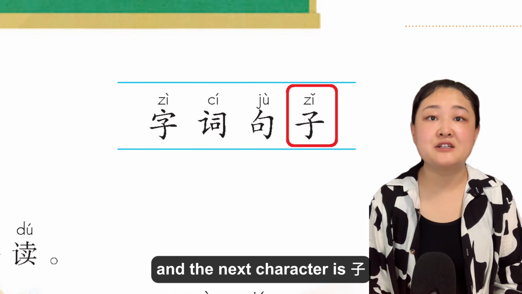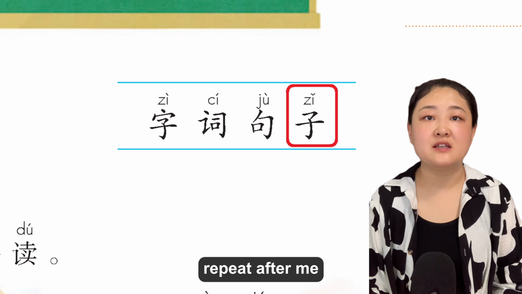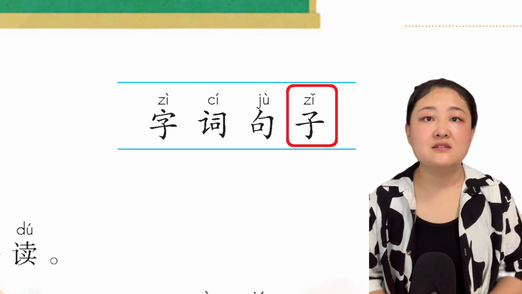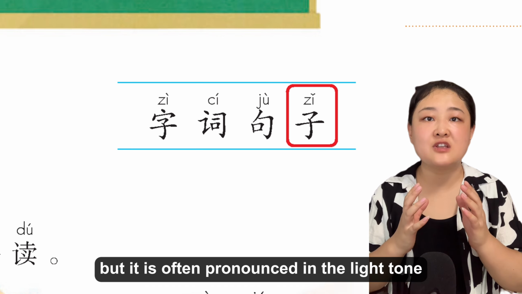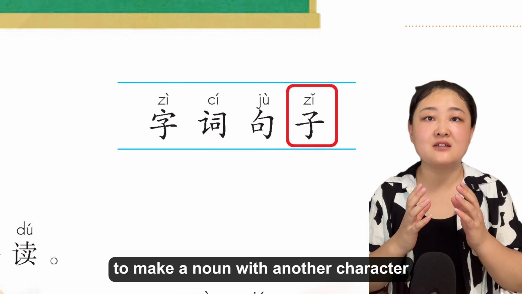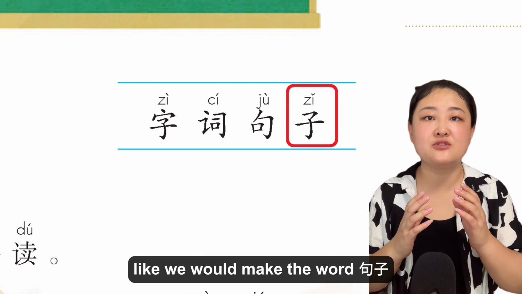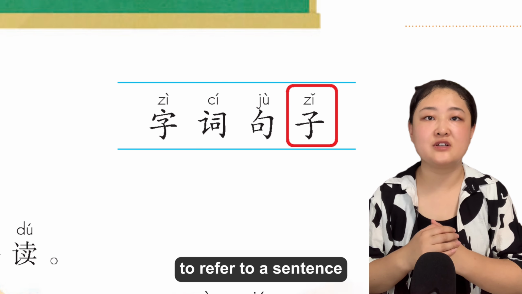And the next character is 子. It's also a 整体认读音节. Repeat after me. 子 子 子 has many meanings, but it is often pronounced in the light tone to make a noun with another character. Like we would make the word 句子 instead of just saying 句 to refer to a sentence.